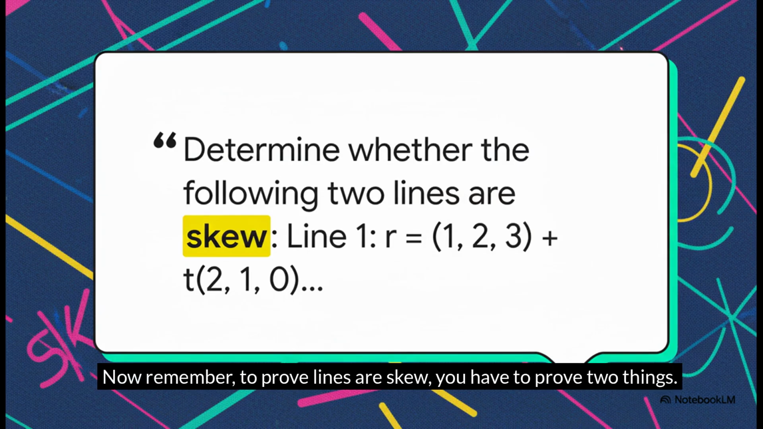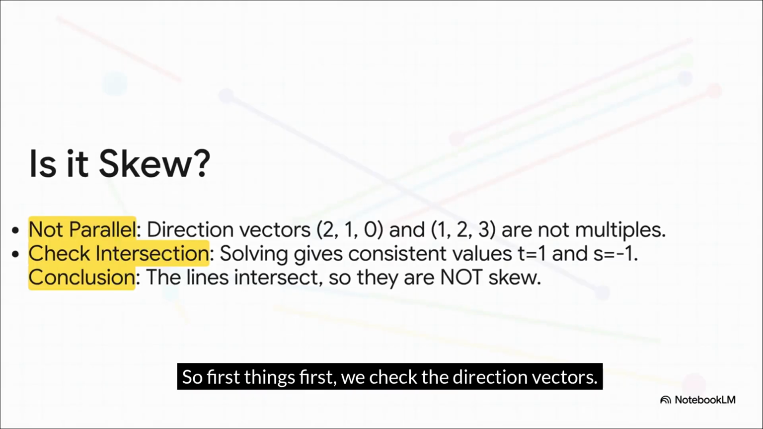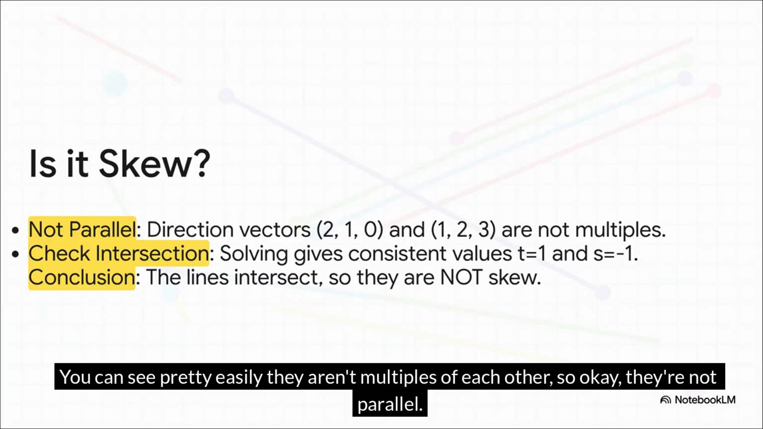Now remember, to prove lines are skew, you have to prove two things. 1, they're not parallel, and 2, they don't intersect. It's always a two-part test. So first things first, we check the direction vectors. You can see pretty easily they aren't multiples of each other, so okay, they're not parallel.